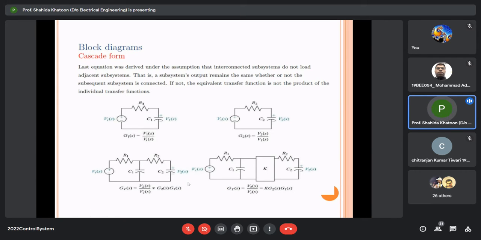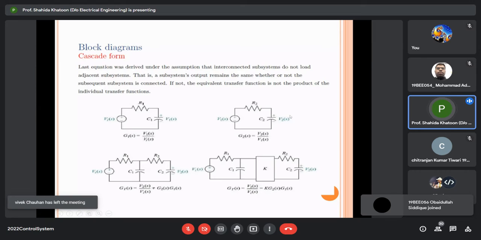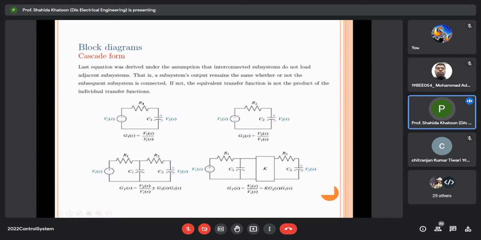So let us take one example. So the subsystem's output remains the same whether or not the subsequent subsystem is connected. So suppose this is the system Vi(s) and this is V1(s). If we want to write the transfer function G1 as V1(s) upon Vi(s), here G2(s) becomes V2(s) upon V1(s). So if you want to add these two together, you form a circuit like this. So V2(s) upon Vi(s) is basically G2 into G1.